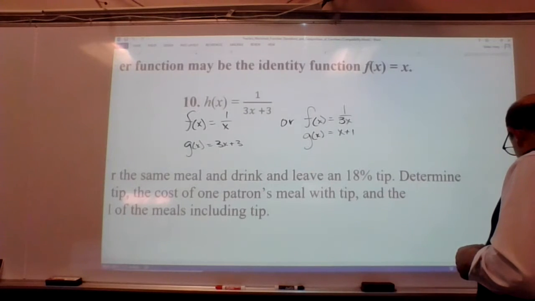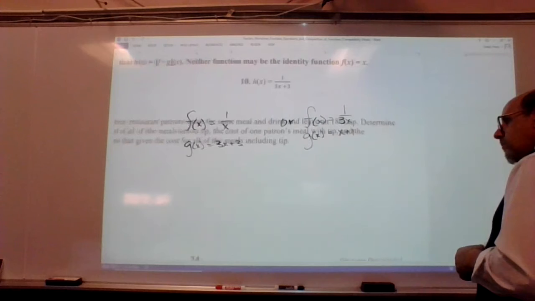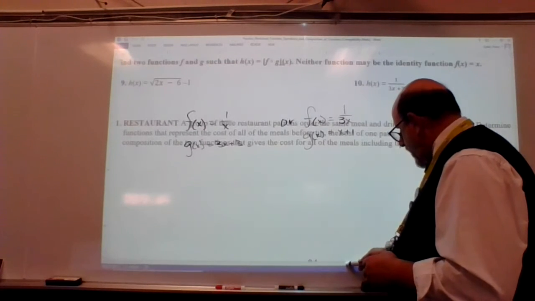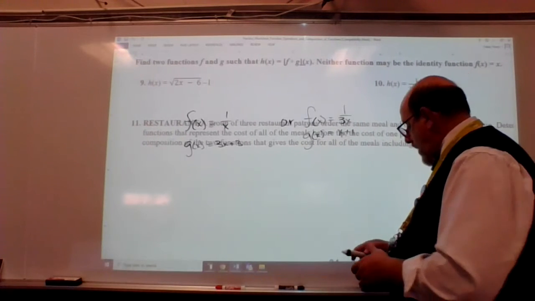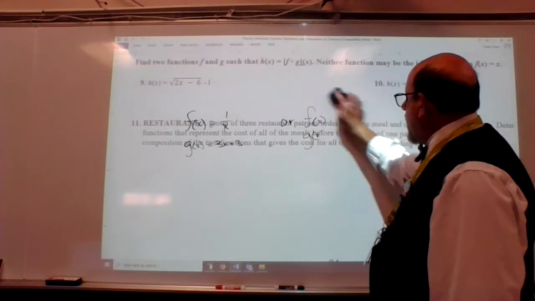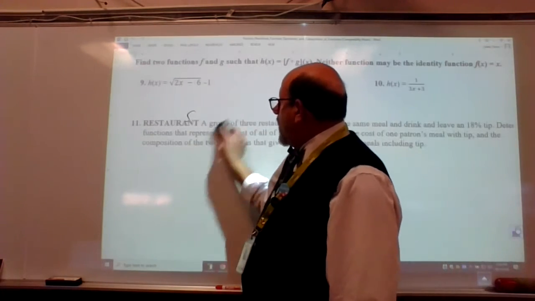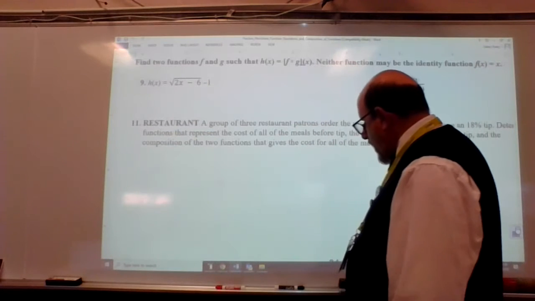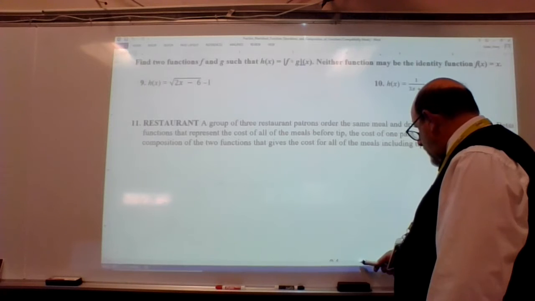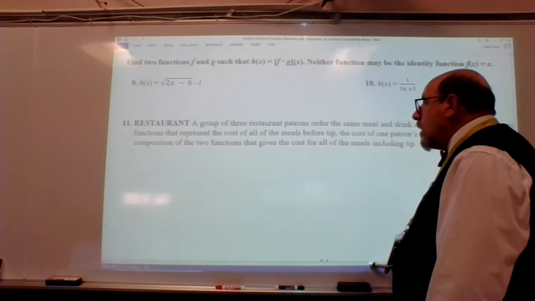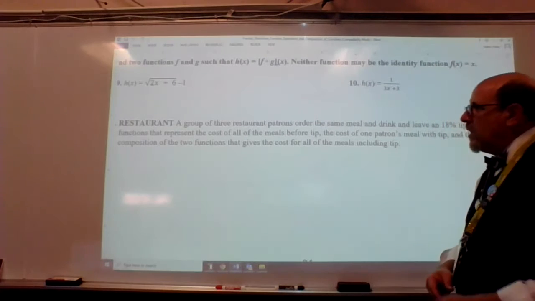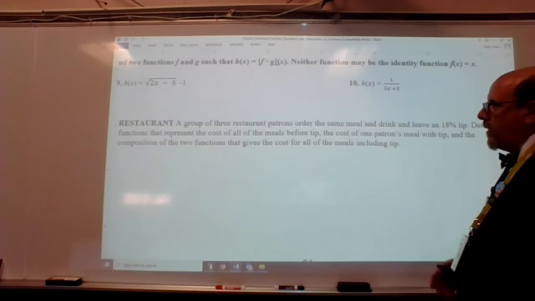I'm going to zoom out just a little bit because I want to see what we've got here in terms of a word problem. All right, and I'm going to read it for you, and then we're going to think about it. We're not going to do any work, we're just going to think about it, because we're going to talk about reading these problems and seeing if we can make functions out of this stuff. And it's pretty simple, okay?